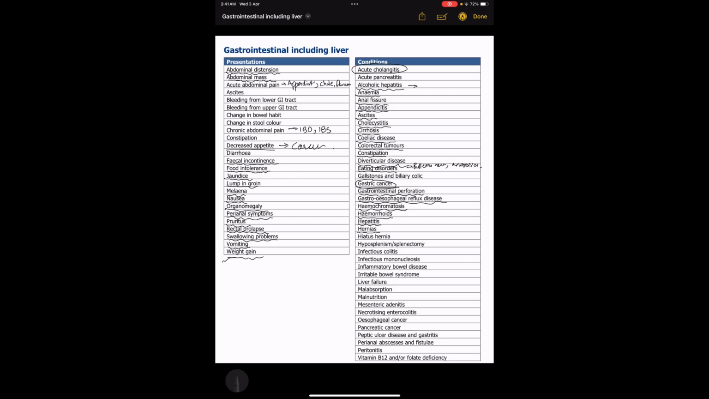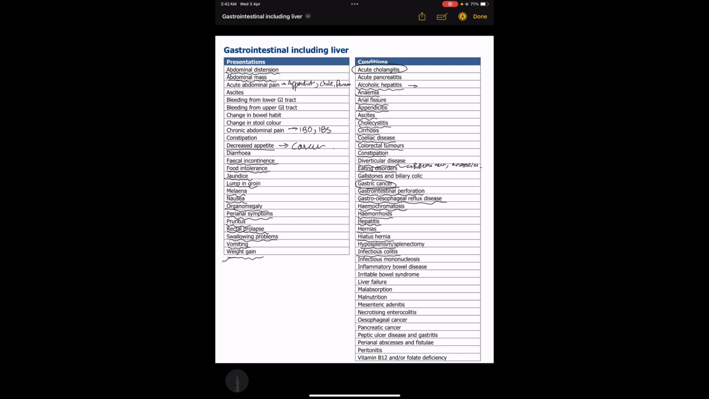It is also important. The hernias, we have discussed the inguinal hernias and the inguinal scrotal hernias. Hiatus hernia, it is the herniation of the upper part of the stomach through the diaphragm. Hyposplenism, as the name suggests, the activity of the spleen is decreased, due to which there is pain in the left upper part of the abdomen.